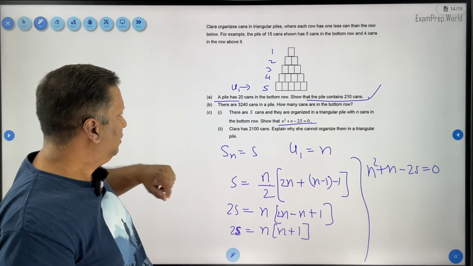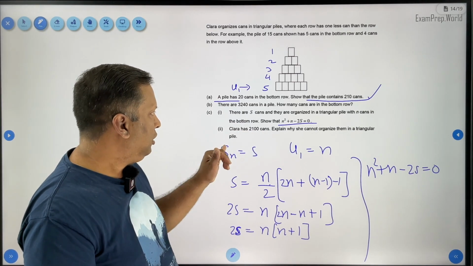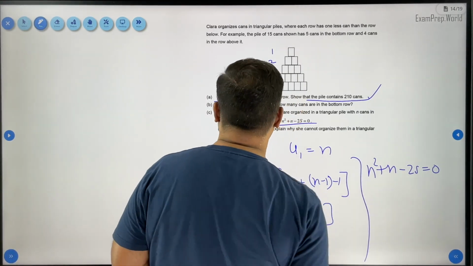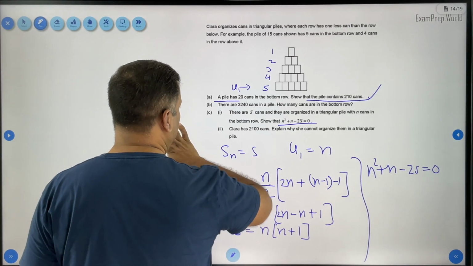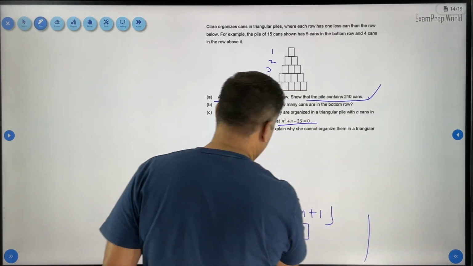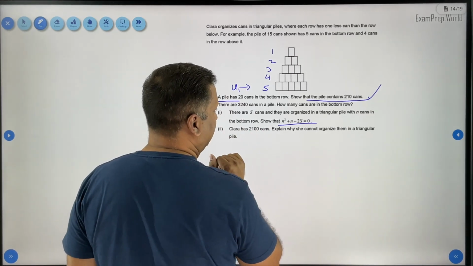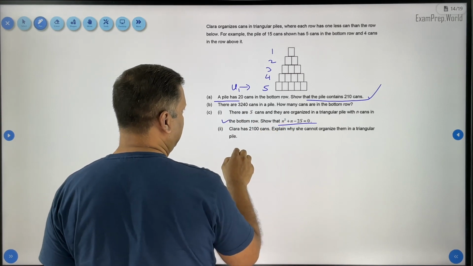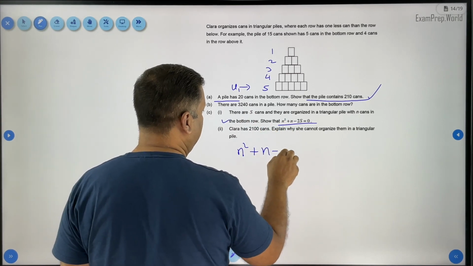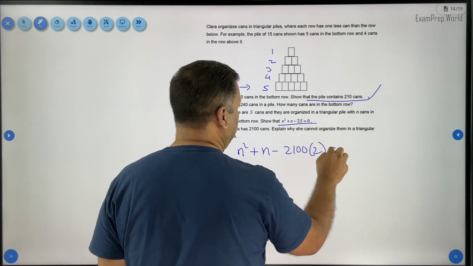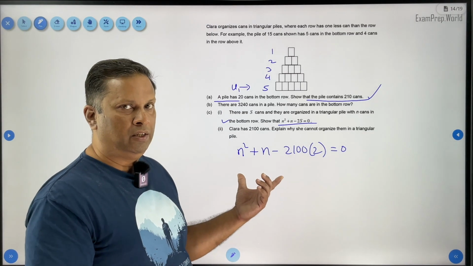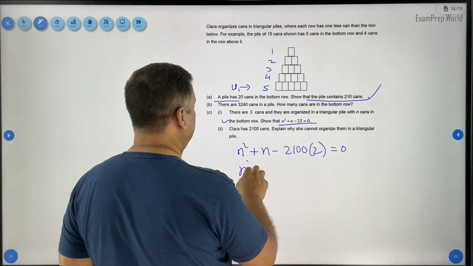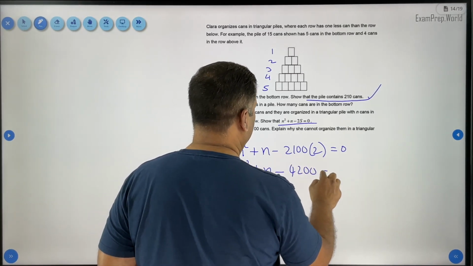Now, in the third part, Clara has 2100 cans. Can she organize them in a triangular pile? So let us see how. We will use this formula, and I'll explain with basics. 2100 cans. Let us apply the same formula. So n squared plus n minus 2100 times 2 equals 0. If you solve this quadratic, do you get a whole number? If you get a whole number, yes it is possible, otherwise no. So it is n squared plus n minus 4200 equals 0. Solve for n.